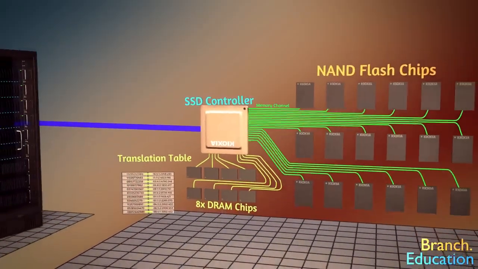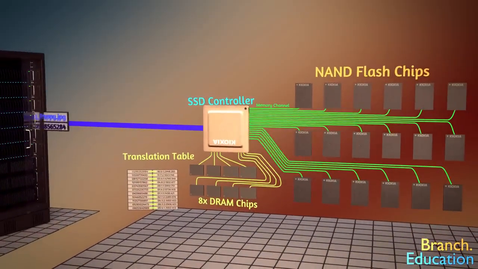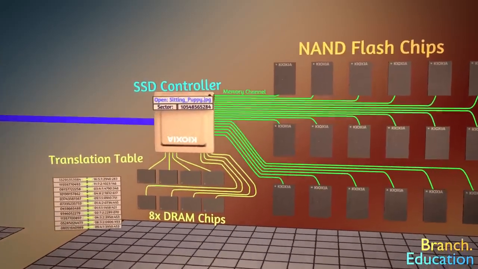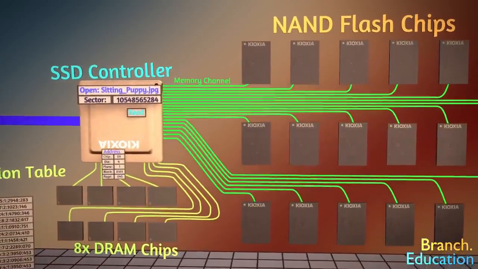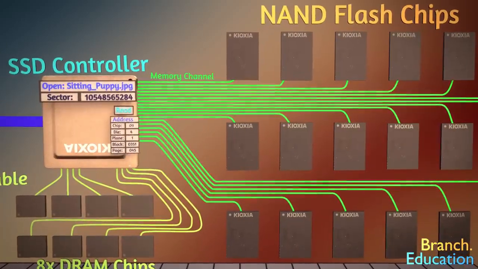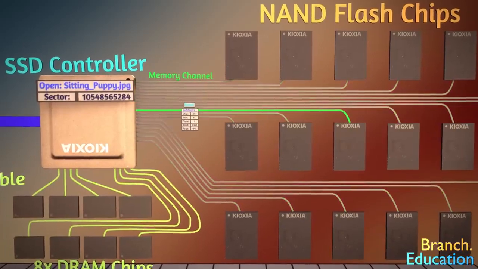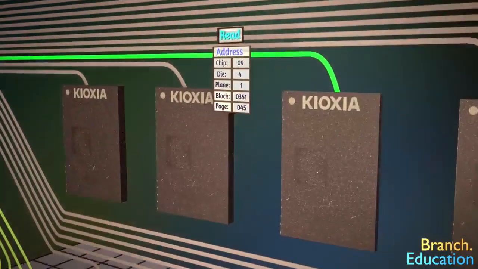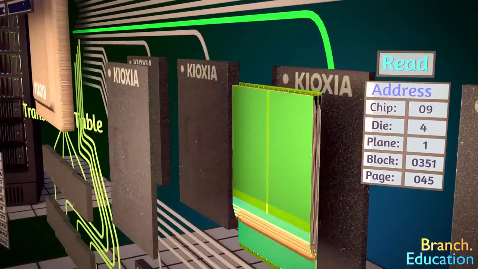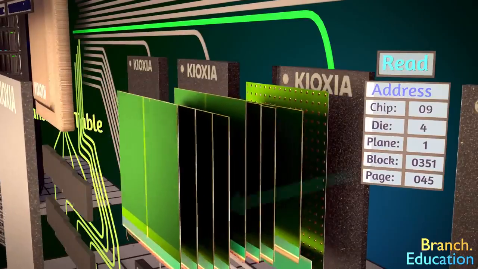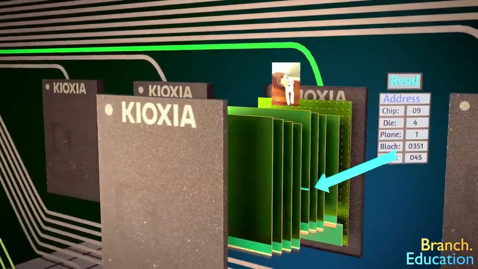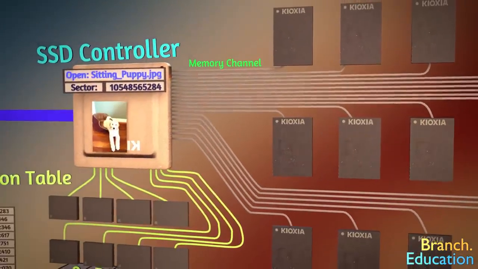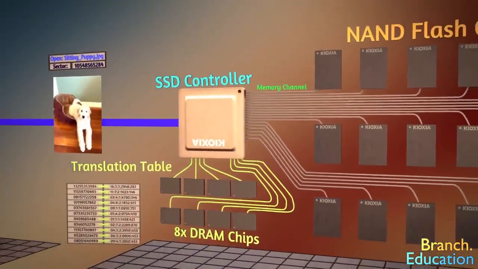The computer requests a small piece of information from the solid-state drive, say a picture. The SSD controller then sends the request for the NAND flash chip to read out the contents of chip 9, die 4, plane 1, block 351, page 45. The 3D NAND flash chip accesses that location and sends the contents along the memory channel's 16 traces back to the controller. This controller then routes the information to the computer that it's plugged into.